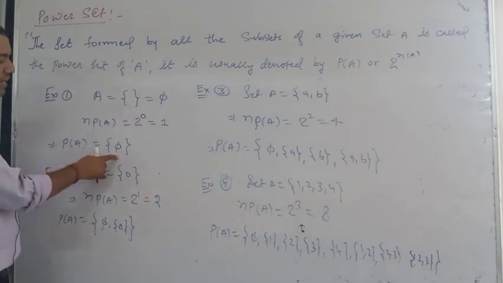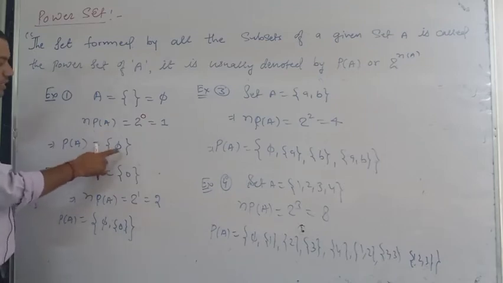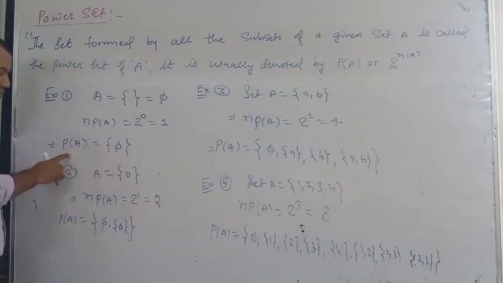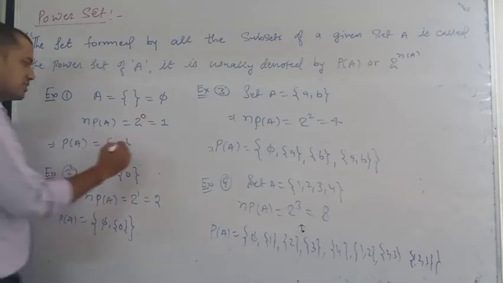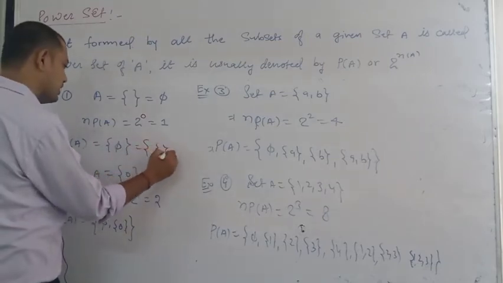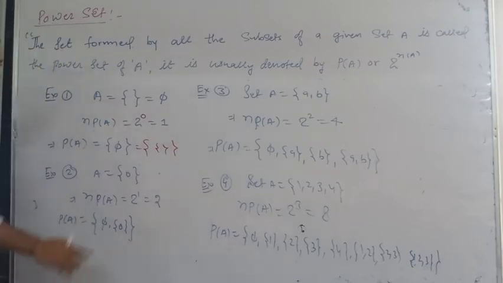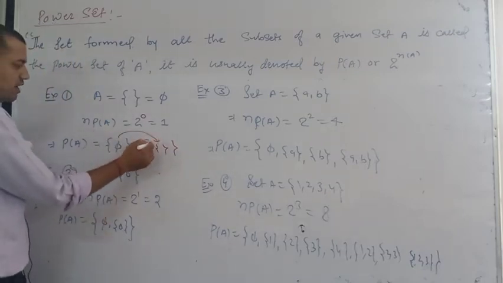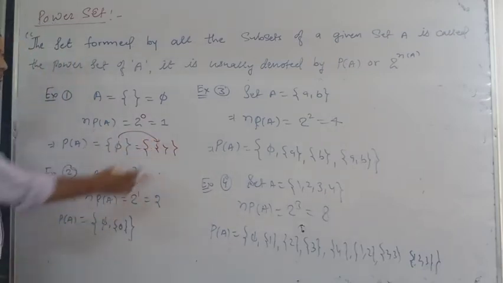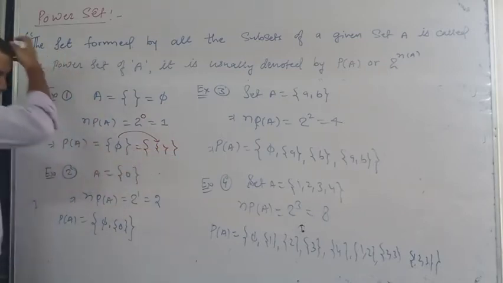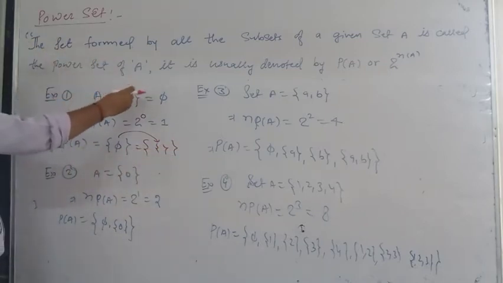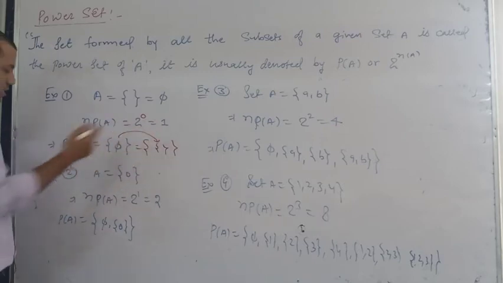That 1 set is phi. Phi is a vacant set. Phi is a set, and P(A) is represented by phi. Phi here is a subset, or we can also represent it by these 2 brackets. That is the representation of the power set when we have phi, that is, 0 elements.